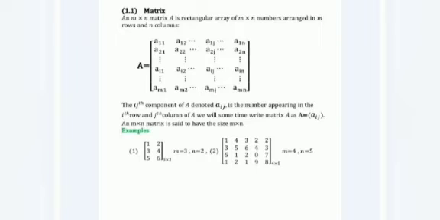Matrix. An m×n matrix A is a rectangular array of m times n numbers arranged in m rows and n columns. The ijth component of A, denoted Aij, is the number appearing in the ith row and jth column of A. We will sometimes write the matrix as A equal to (Aij). An m×n matrix is said to have the size m×n, and we can see examples too.